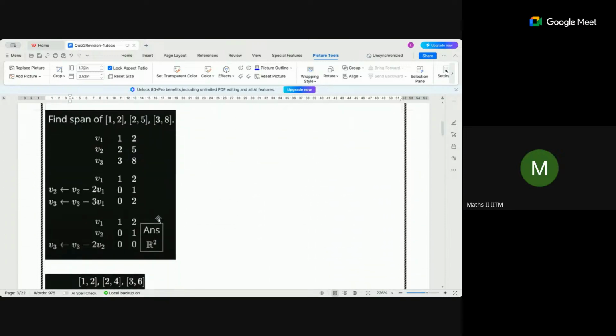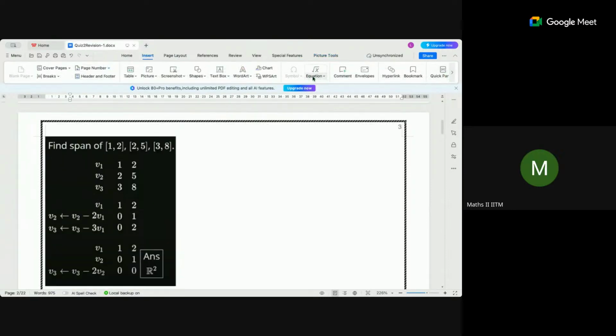So these are some properties of span. Here you see we have done some row operations. The row operation is not affecting the span at all, right? First of all, what do you know about the span of this particular set? First tell me that.